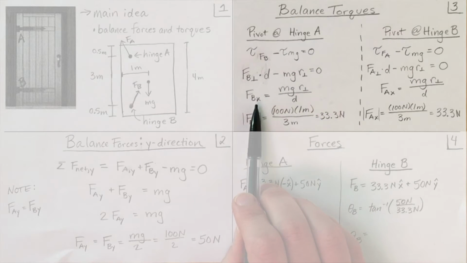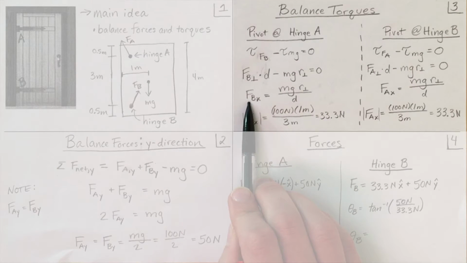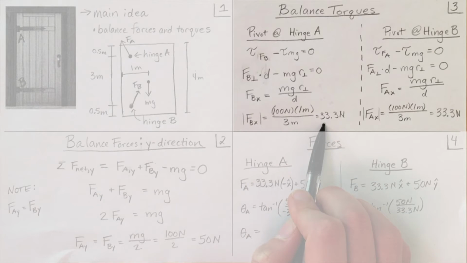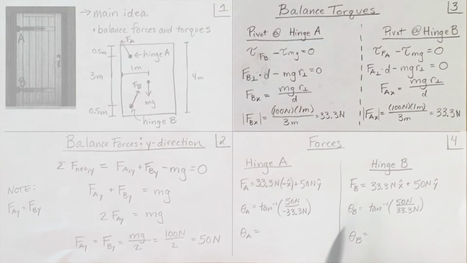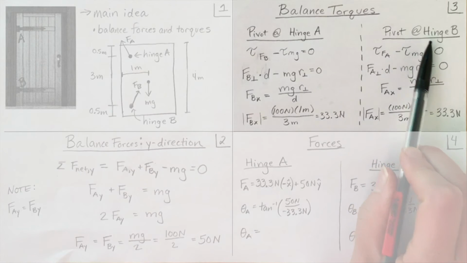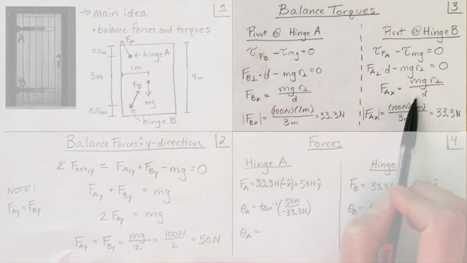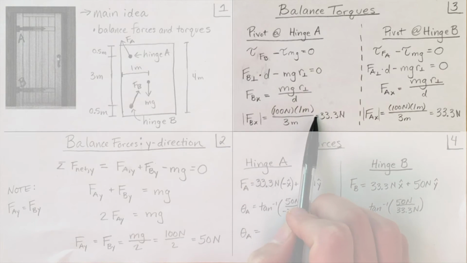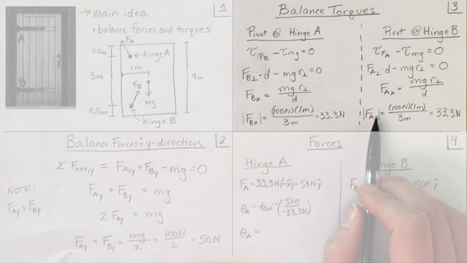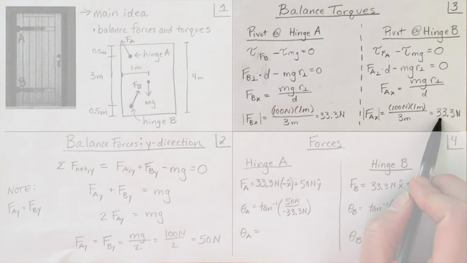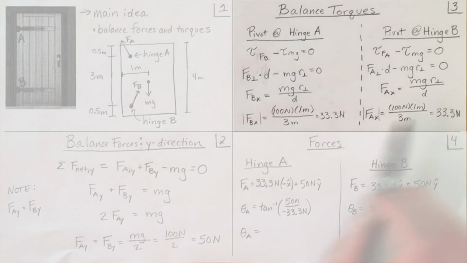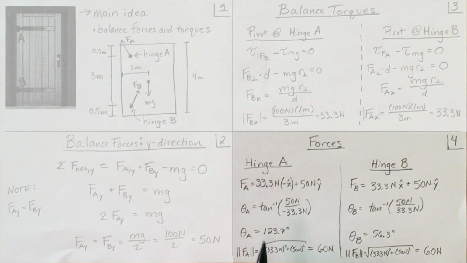Solving this equation here then for the x component of FB and evaluating, we see that the magnitude of the x component of the force acting at hinge B is 33.3 newtons. We then repeat this process, this time placing the pivot at hinge B, and everything here is exactly similar to what we just did, so we see that the x component of the force at hinge A is also equal to 33.3 newtons.